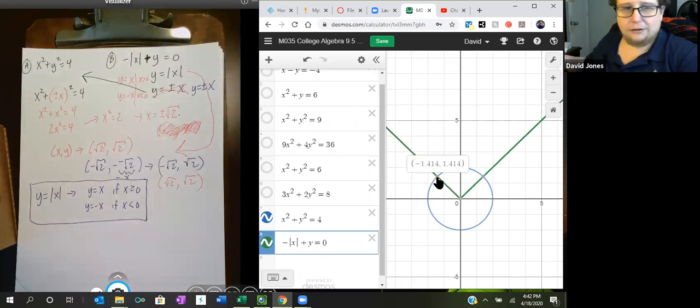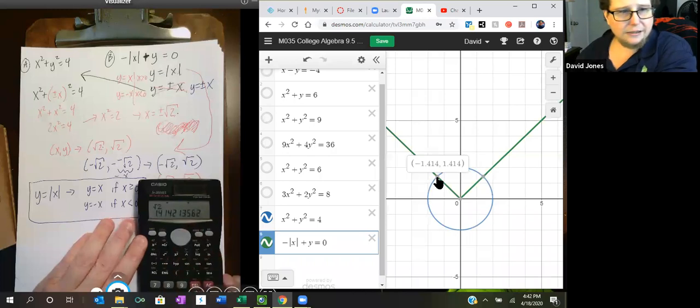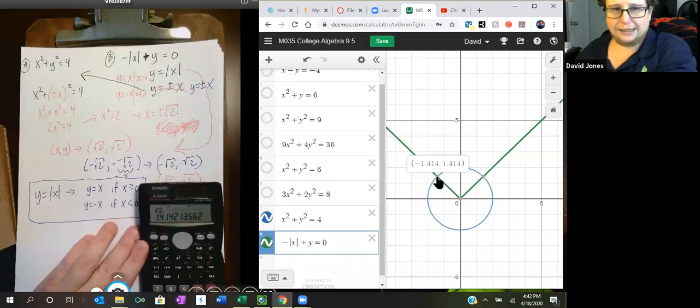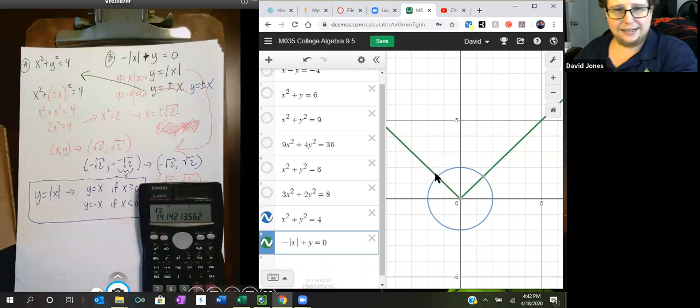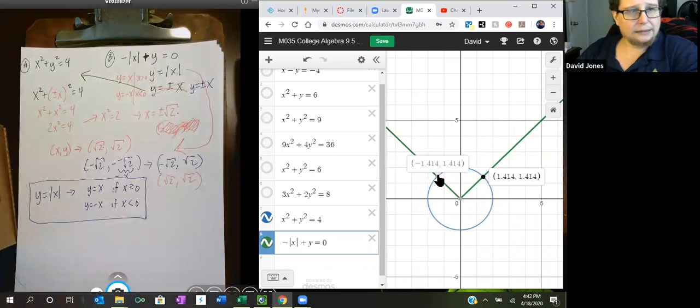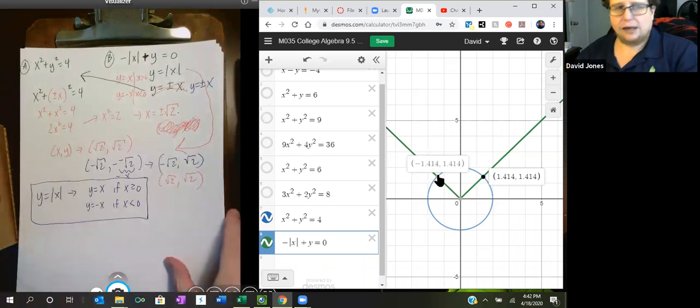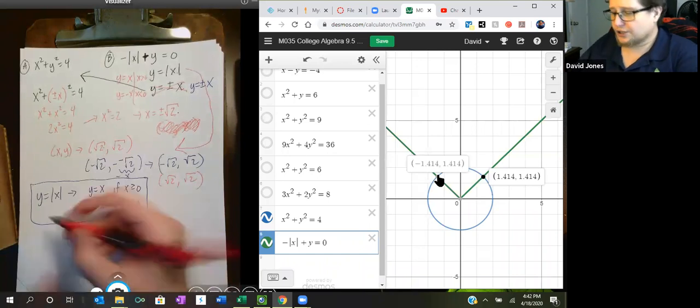And what is the square root of 2? 1.414, just like they have here. So this is the negative square root of 2, comma 2. And this is the positive square root of 2, comma 2. So both of them do work. If you plug it in, you'll see that it works. That kind of wraps up 9.5. That's the idea there. You need to check all your solutions.